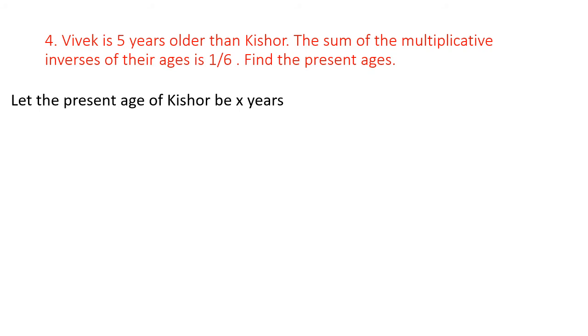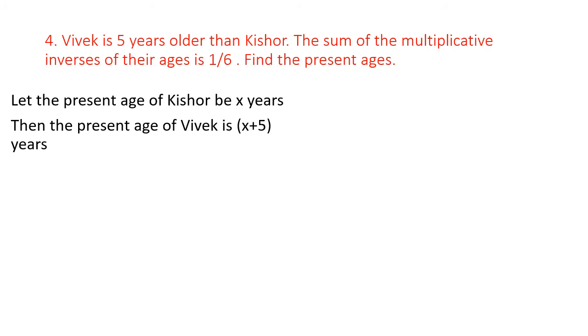Like here Vivek is 5 years older, तो Vivek 5 years बड़ा है किससे, किशोर से. So that's why Vivek is 5 years older to Kishore and therefore Kishore we are considering as x years. So the present age of Vivek is x plus 5 years. Okay, so we have a present age of Vivek as x plus 5 years.